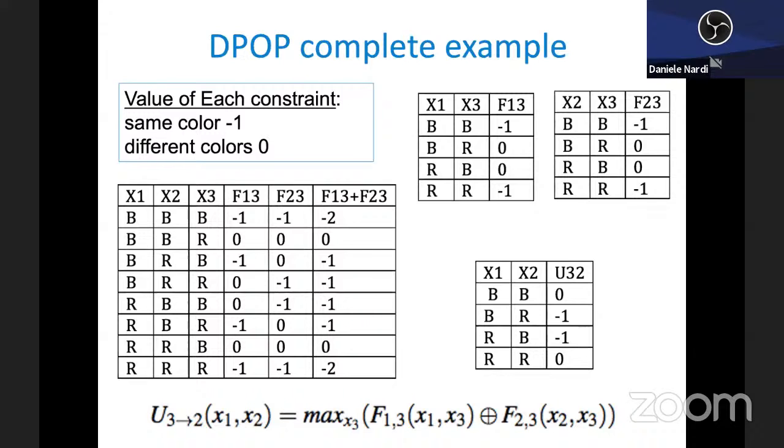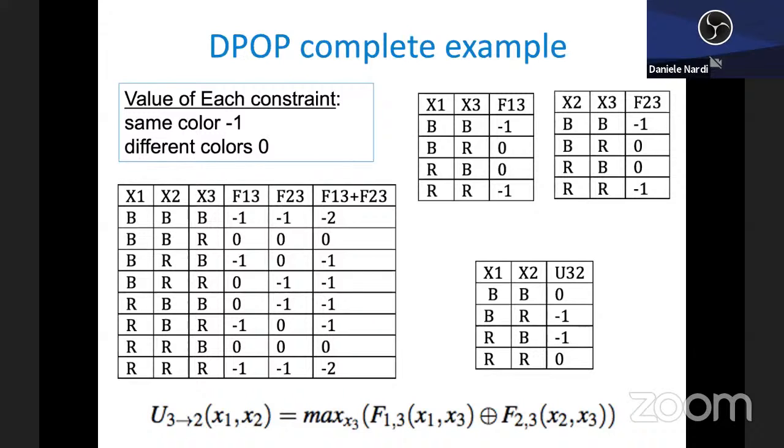So look at the two tables that are in the upper right corner. Here we say, well, what happens if I give the color blue to both x1 and x3? Well, since they are neighboring, there is going to be a cost of -1. And similarly for all the other entries of the table. In fact, if we assign blue and red, we're going to have a cost 0. Similarly for red and blue, because they have different colors. And finally, for both red, we again have a -1. And a similar table we have between x2 and x3.